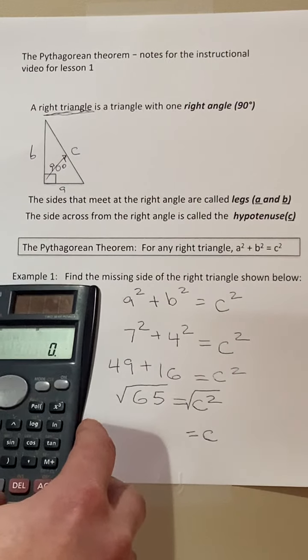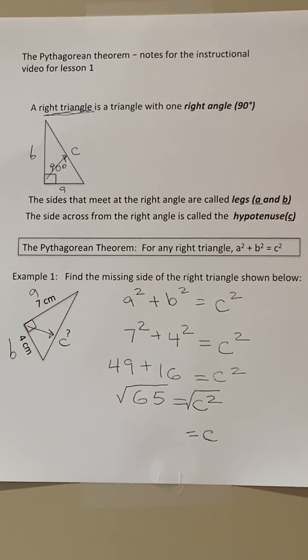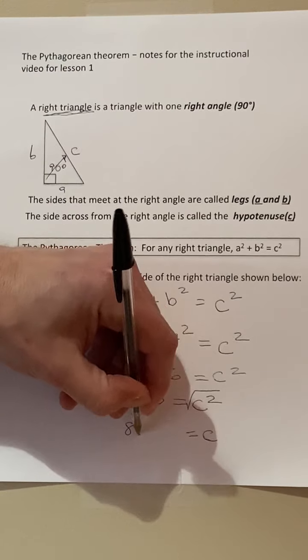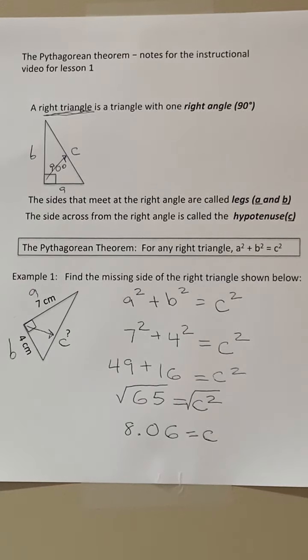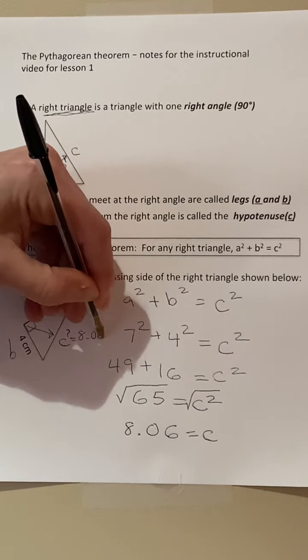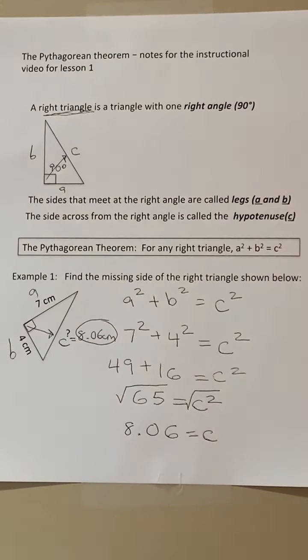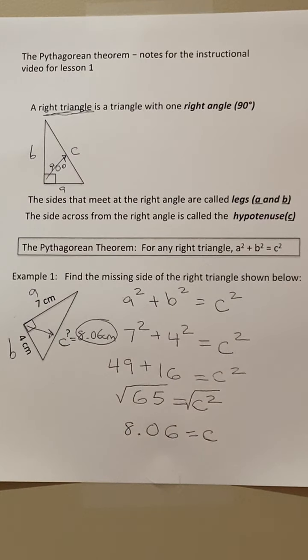I'm going to type into my calculator square root of 65, and I get a long decimal number. I get 8.06225 and some other numbers after that. I'm just going to write this number out to 2 decimal places. 8.06. And that is my answer. This third side of the triangle is 8.06 centimeters. And that is how we use the Pythagorean theorem to find the hypotenuse of a right triangle. You are now ready to begin today's lesson.